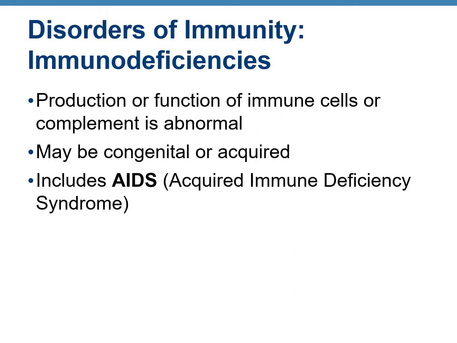Another disorder of immunity is immunodeficiency, where your immune cells or complement production becomes abnormal. This could be genetic or this could be acquired. An important example is AIDS. AIDS stands for acquired immunodeficiency syndrome. This is caused by a virus, HIV, human immunodeficiency virus.